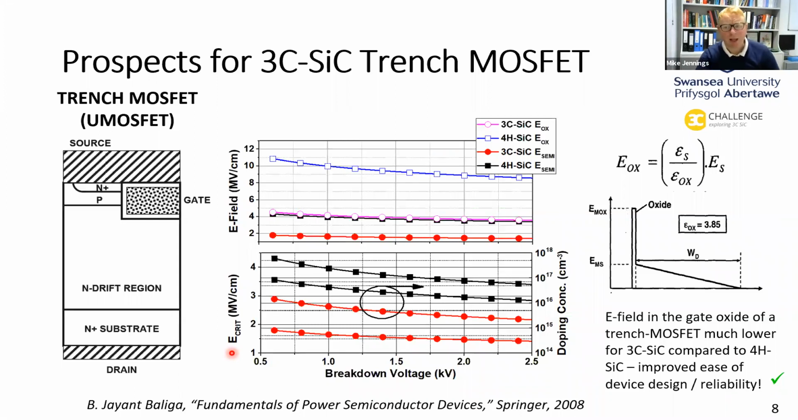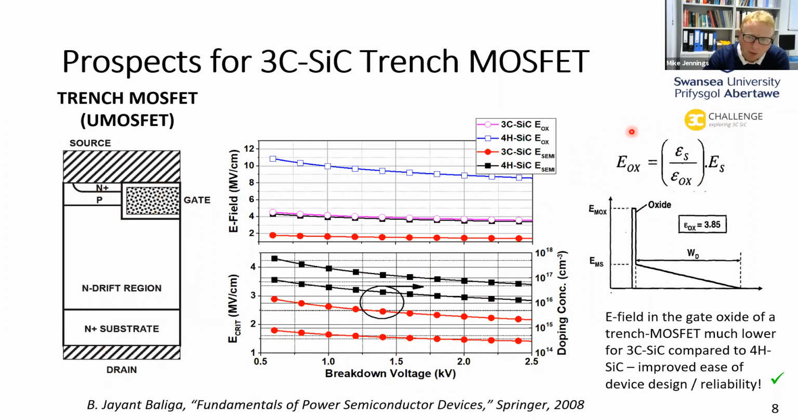A real exciting aspect of cubic silicon carbide, from my perspective, is the positive prospects for cubic silicon carbide trench devices. Here on the left-hand side of the slide we see a trench power MOSFET. The electric field within the semiconductor underneath this trench, because the trench is etched into the drift layer, transfers into the oxide, and it follows Gauss's law, which is given here.